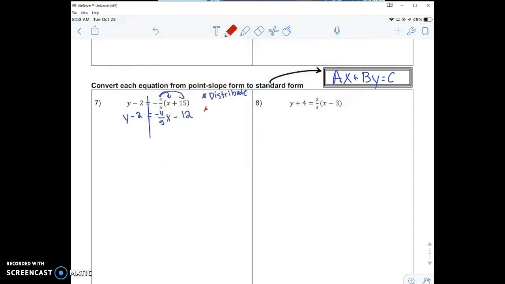Remember, in standard form, we have to have whole numbers, so next I'm going to clear the fraction by multiplying by the denominator. Here my denominator is 5, so I'm going to multiply everything by 5. This gives me 5y, 5 times 2 minus 10 equals negative 4x minus 60.